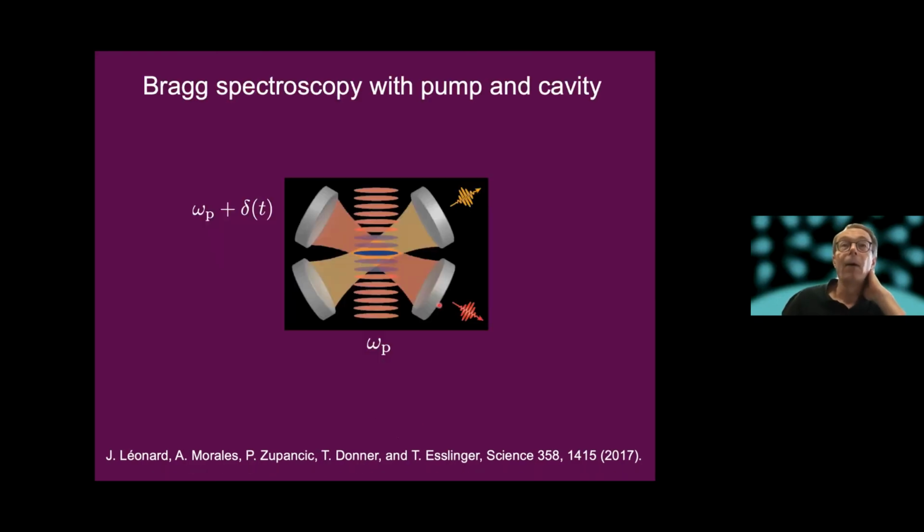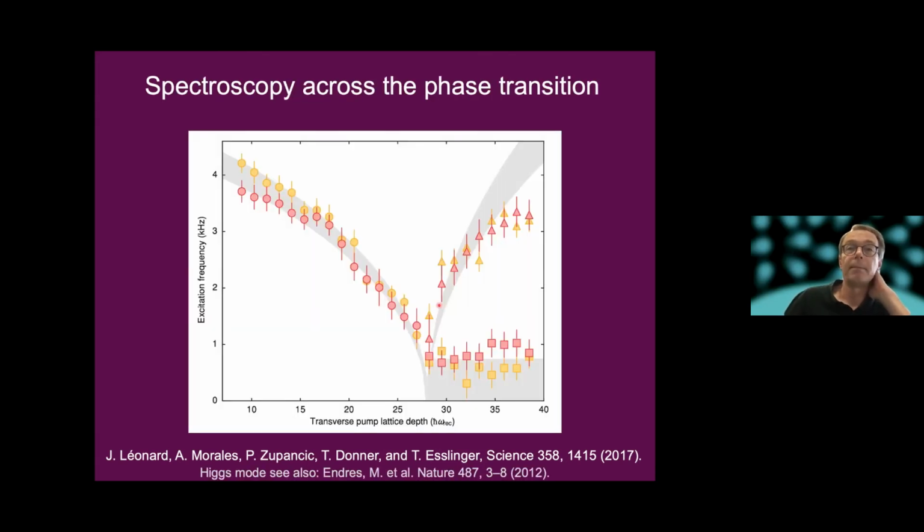And now we can do the Bragg spectroscopy again, as we did with one cavity. Now we can do that for the two cavities. We can excite in both cavities, and then we can look at the energy spectrum. And that is what we see. What we see now is, again, that the modes in the two cavities come down in energy. And then when we go beyond the critical point, we now have two modes.